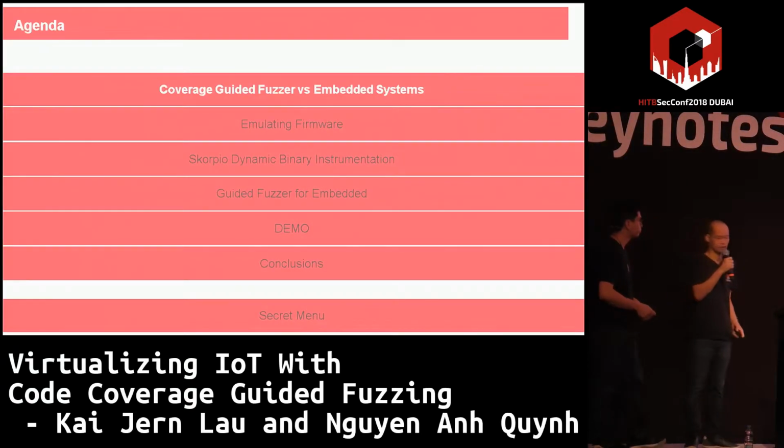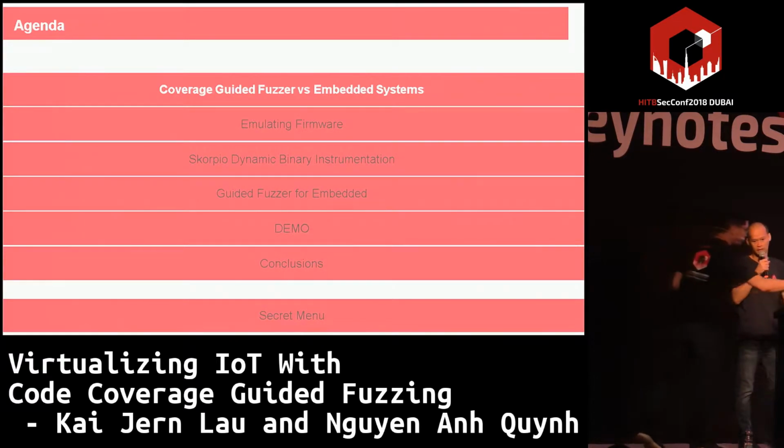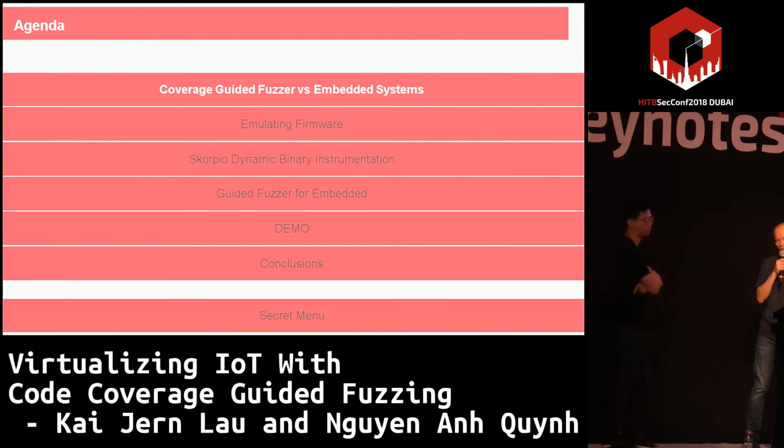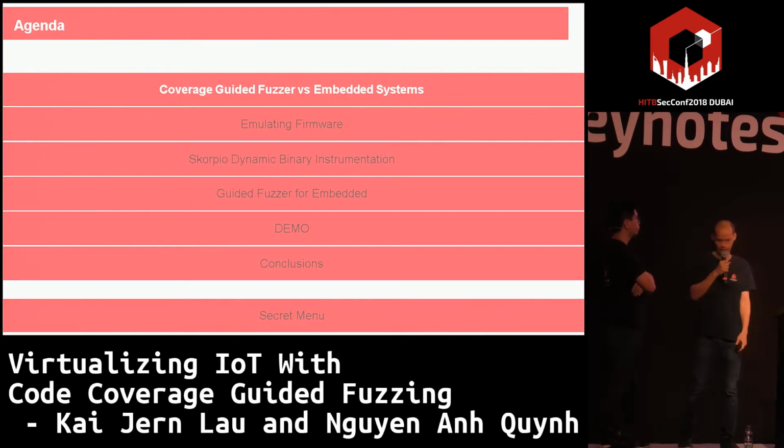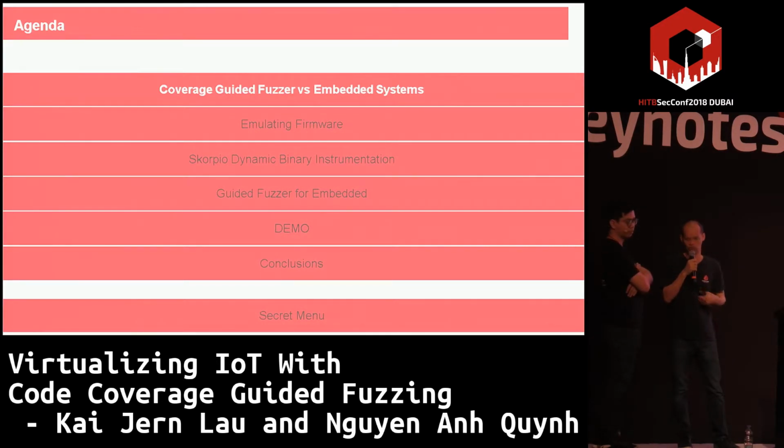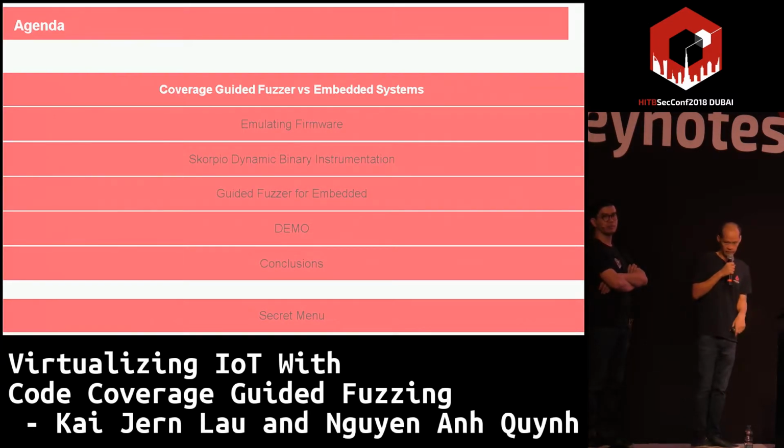Okay, so here's our agenda. First, we take a quick look at the concept behind guided fuzzers and how we want to build one to find bugs in embedded systems. So we need to do a lot of things. We need to emulate the firmware. We need to build our own DBI. And then finally, we build our own fuzzer. And if you have time, we have a quick demo. Or if you do not have time, you can go to our Armory session later to see the real demo.